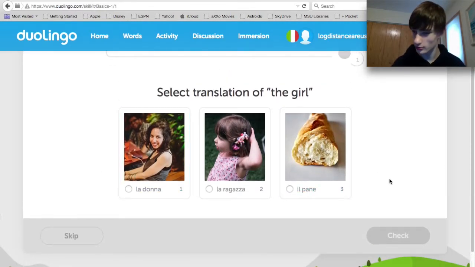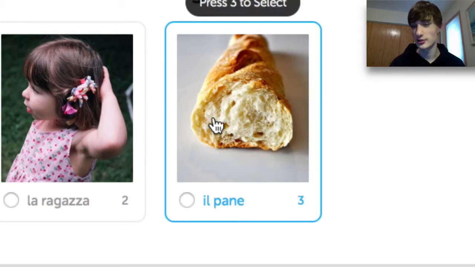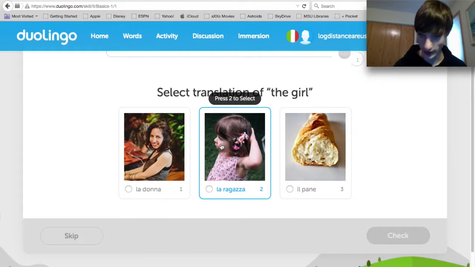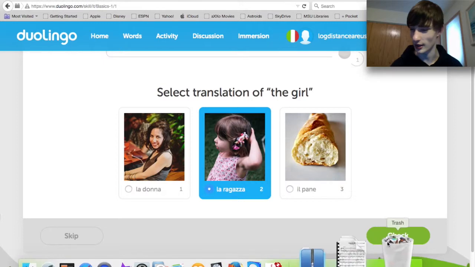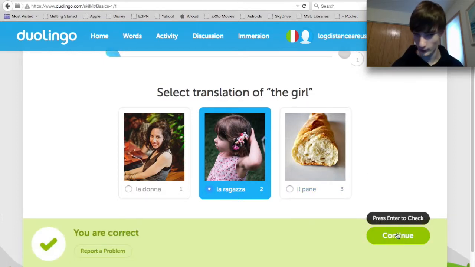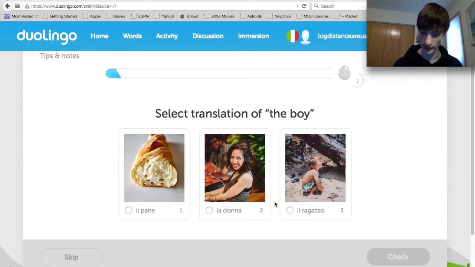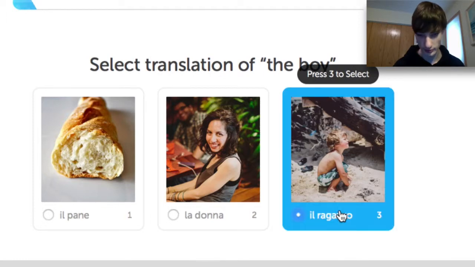Select the translation of "the girl." Well, my best guess would be... okay, that's weird. Girl. La ragazza. Oh, yeah. The boy, girl's la ragazza, boy is il ragazzo. Il ragazzo. There we go.